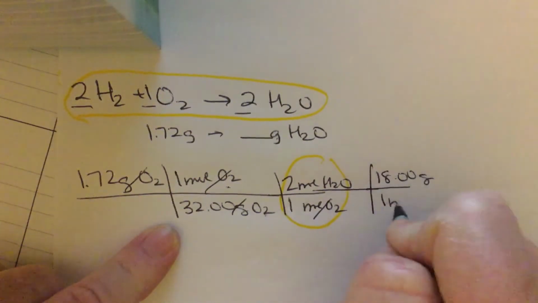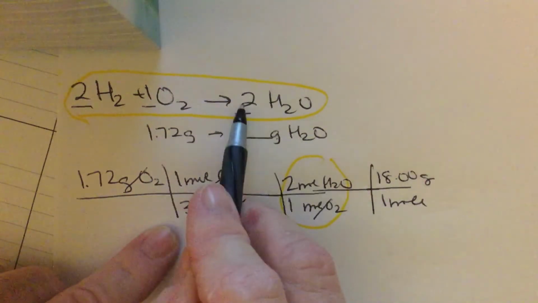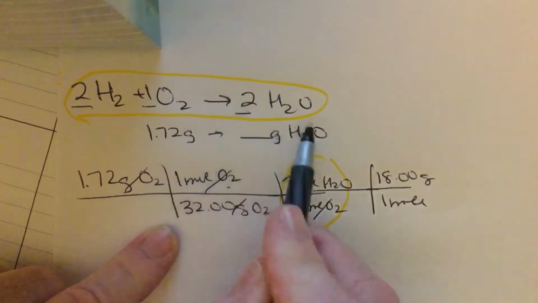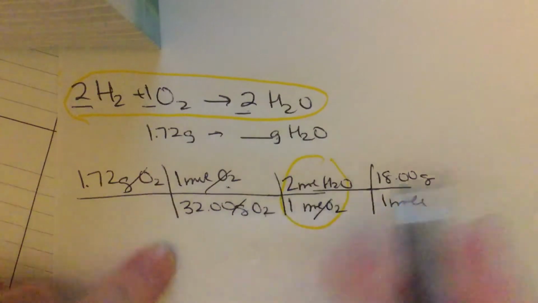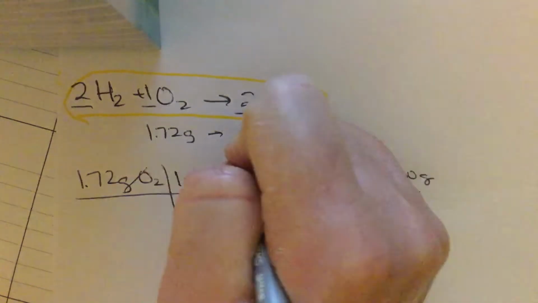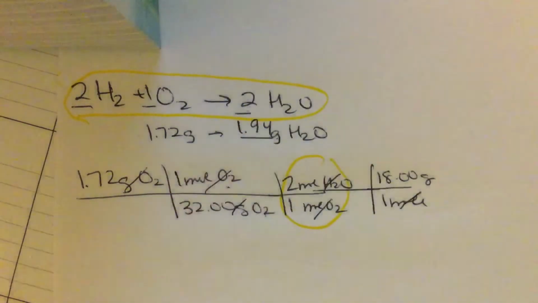18.00 grams equals 1 mole. I do not multiply it by a 2. You just get the molar mass of water. And then multiply everything on the top, 1.72 times 2 times 18, divided by 32. I would make 1.94 grams of water.